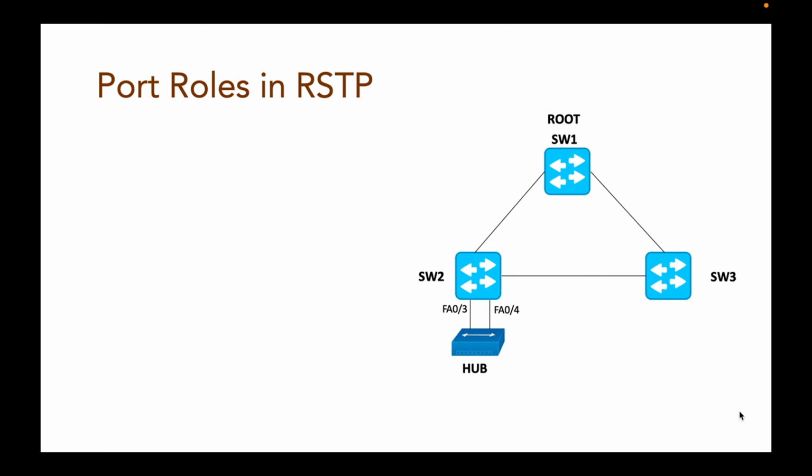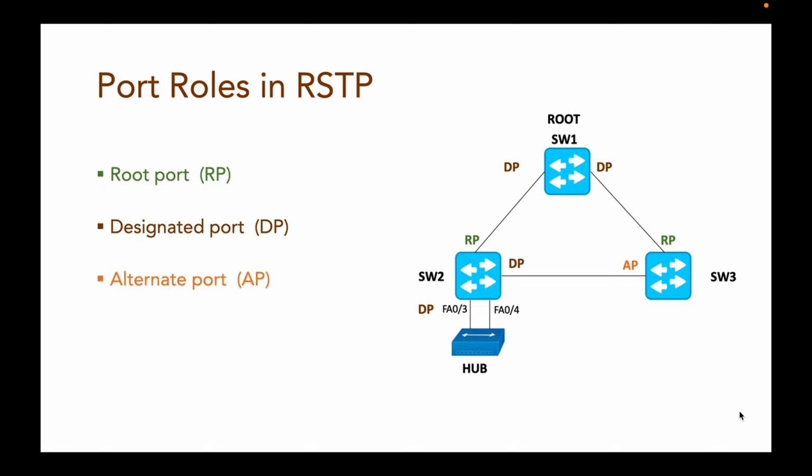RSTP defines different port roles as follows, starting with root port, a forwarding port that is the closest to the root bridge in terms of path cost. Then we have designated port, a forwarding port for every LAN segment. Then we have alternate port, a port that replaces a root port when it fails. This is a switch port that offers an alternate path towards the root switch.